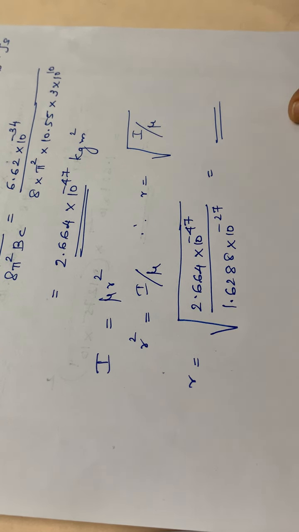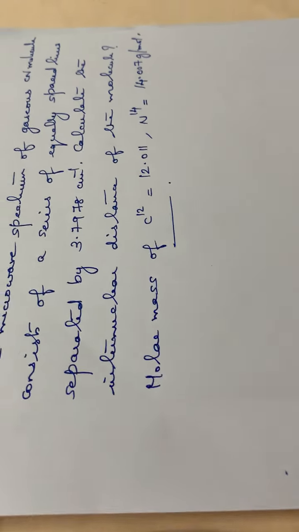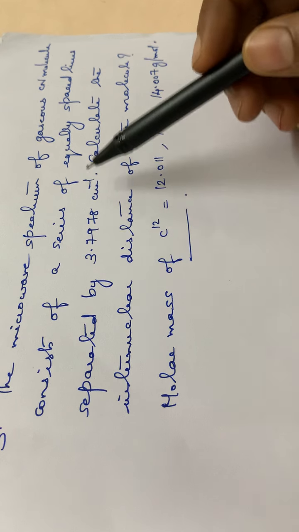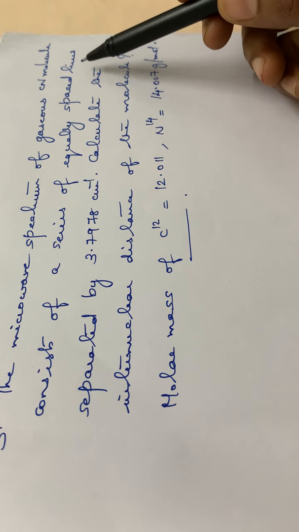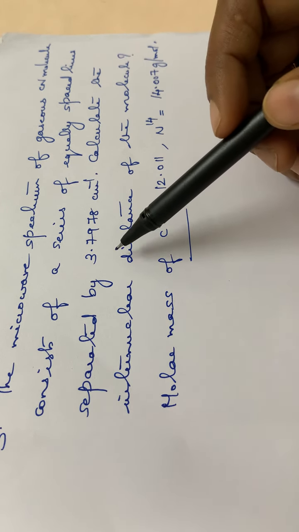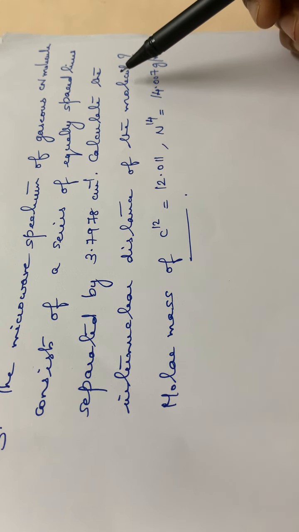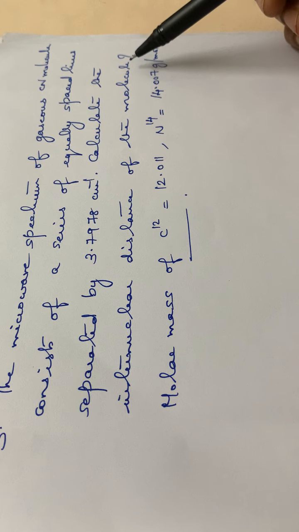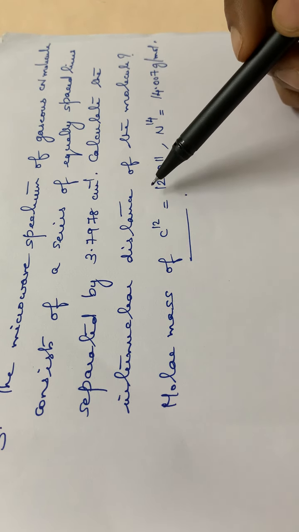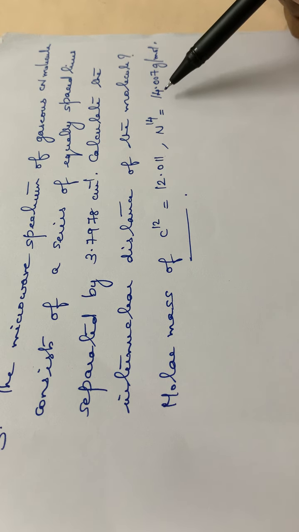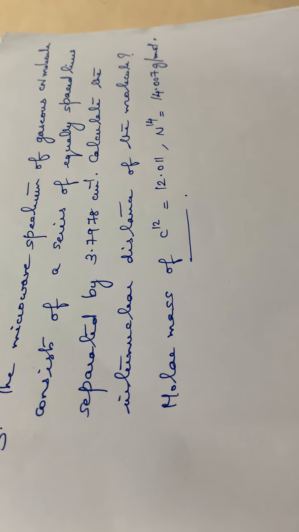Then the next problem. The microwave spectrum of gaseous CN molecule consists of a series of equally spaced lines separated by 3.7978 centimeter inverse. Calculate the internuclear distance of the molecule given molar mass of carbon 12 is 12.011 and that of nitrogen 14 is 14.007 gram per mole.